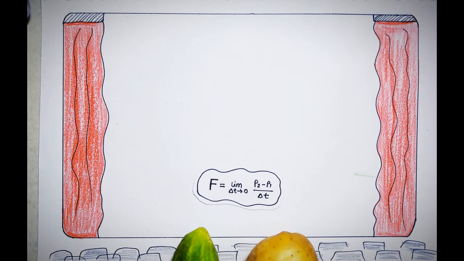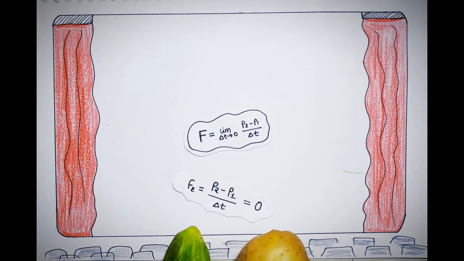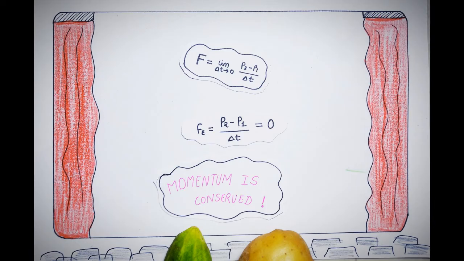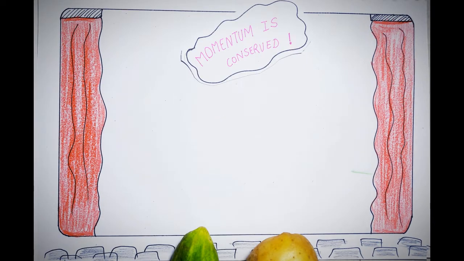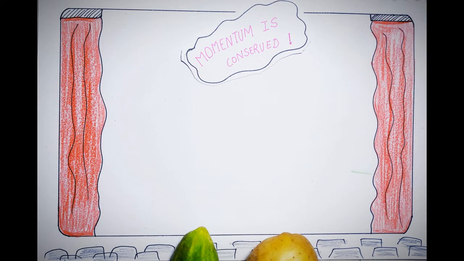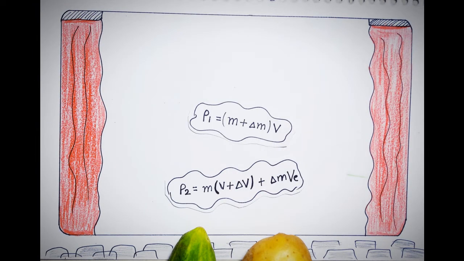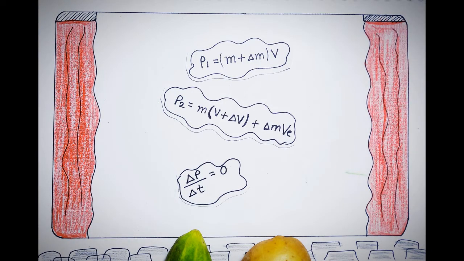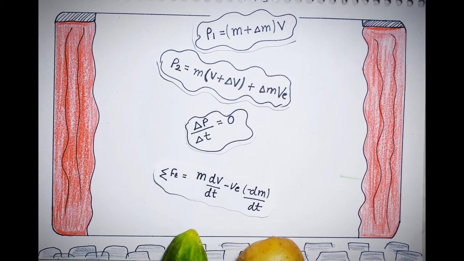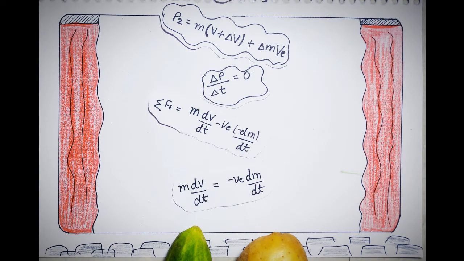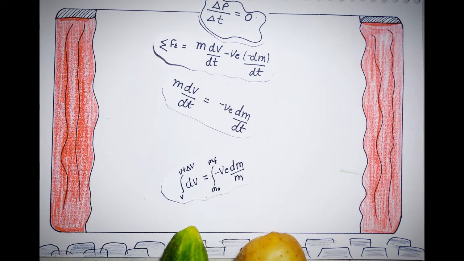Changing momentum with time is said to be force. If no external force is acting on the rocket, momentum isn't changing with time, it is constant. If initially the momentum was p1, mass times velocity, and at a later time p2, then we can equate it to zero and integrate all those small changes in the velocity throughout the entire journey due to the expelling mass. And see what we get.